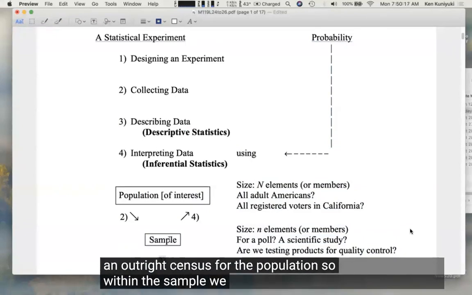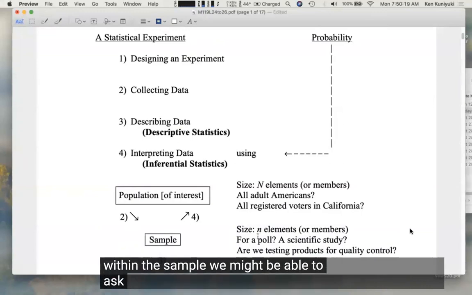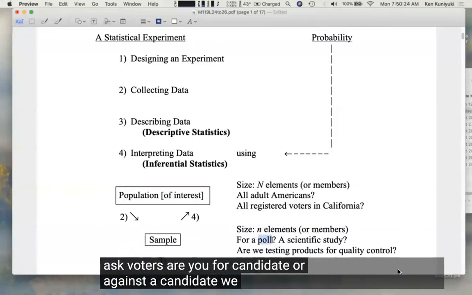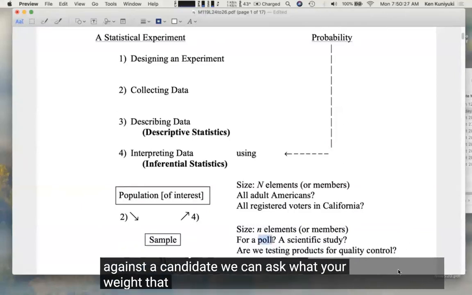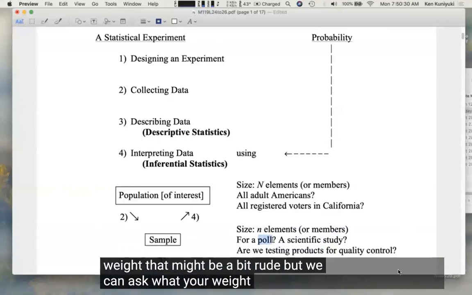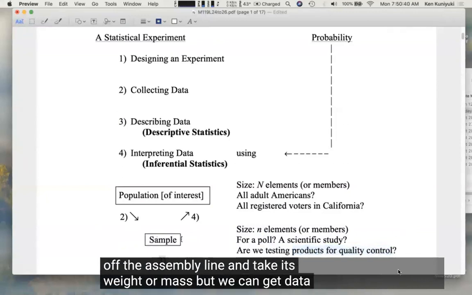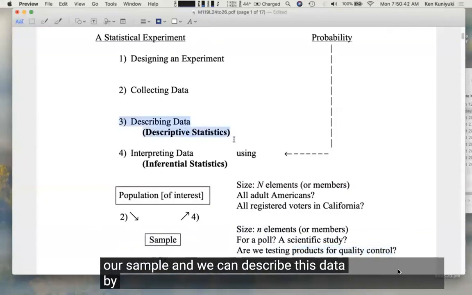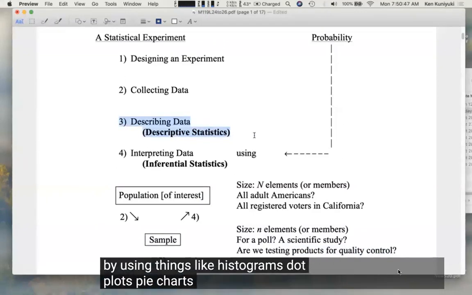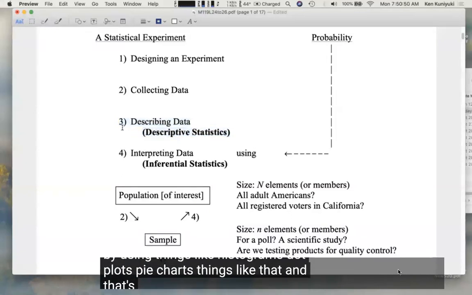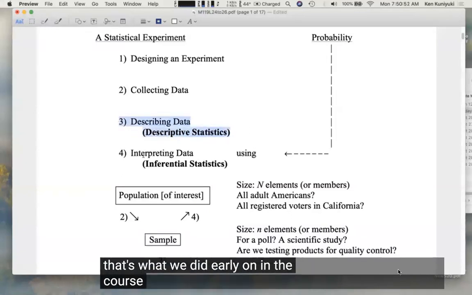So within the sample, we might be able to ask voters, are you for a candidate or against a candidate? We can ask, what's your weight? That might be a bit rude, but we can ask, what's your weight or what's your age? Or more politely, we can grab a pill off the assembly line and take its weight or mass. But we can get data for our sample, and we can describe this data by using things like histograms, dot plots, pie charts, things like that. And that was what we did early on in the course.